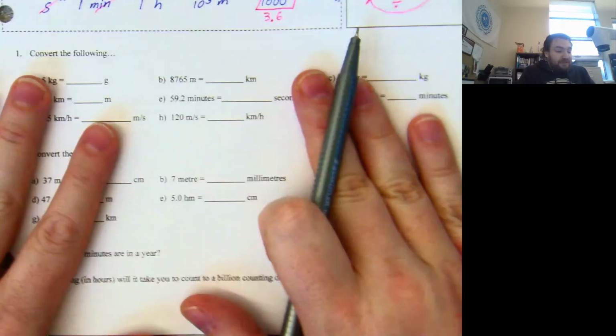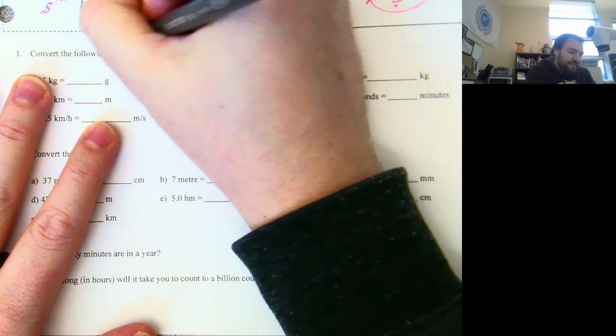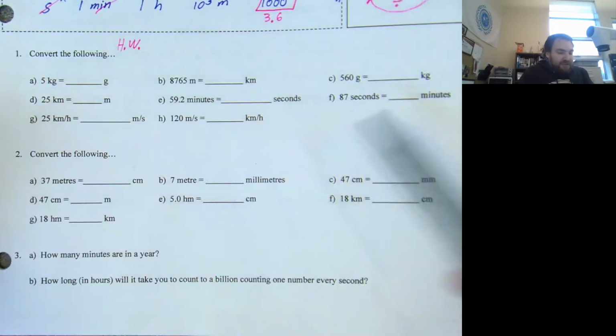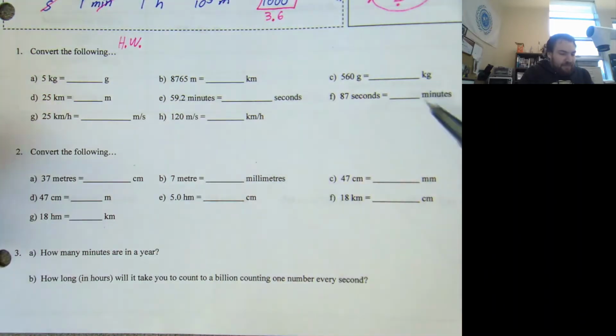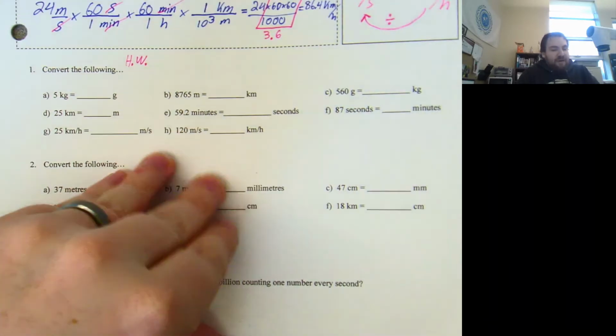Cool. So this page here is going to be part of your homework in a second. It's some practice on unit conversions. None of these are overly complicated. And then the last one, how many minutes are there in a year? How long in hours will it take you to count to 1 billion, counting one number every second? That's a unit conversion question. So that'll be part of your homework. Flip the page. Let's take a look at scientific notation in a little bit more detail.